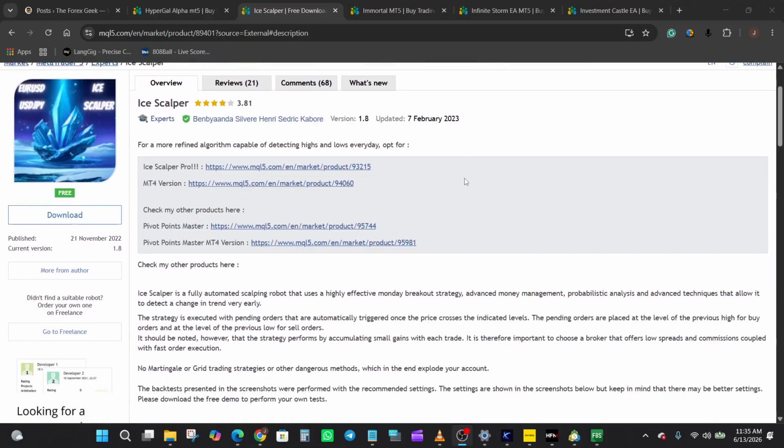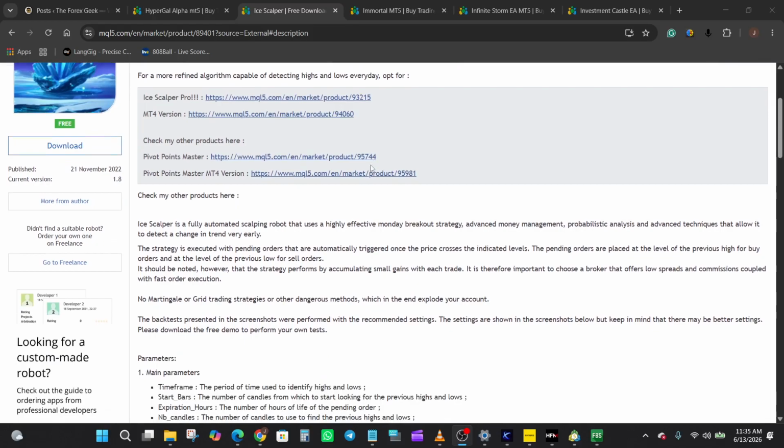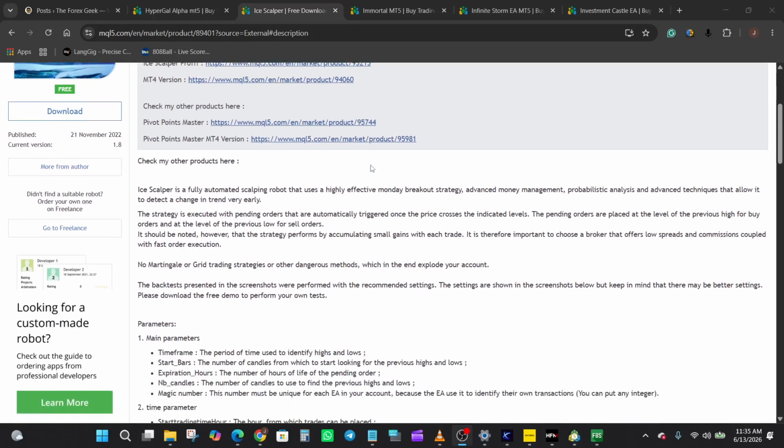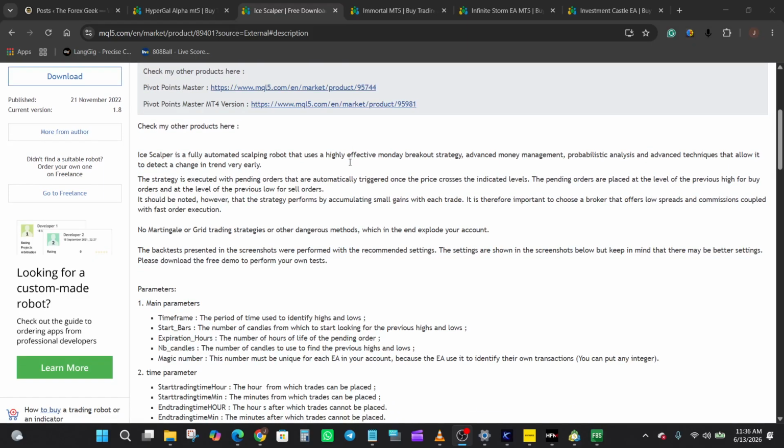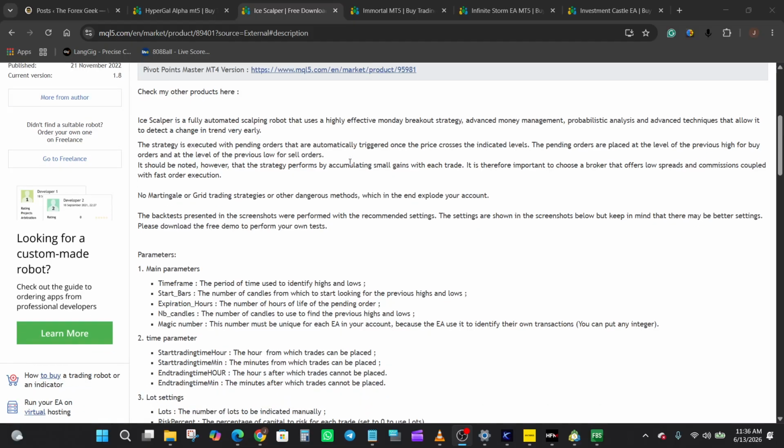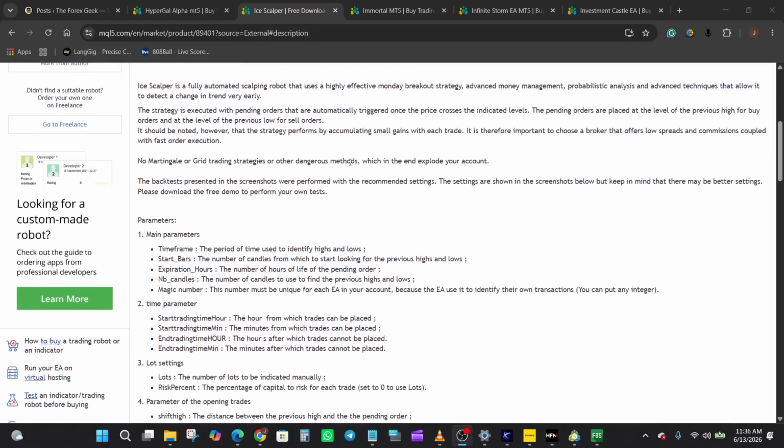Now, as I scroll through the product description, the developer explains that Ice Scalper is built around a Monday breakout strategy. According to the information provided, the EA uses pending orders that are automatically triggered when price crosses predefined levels. Buy orders are placed around previous highs, while sell orders are placed around previous lows. All right, so the developer also mentions that the system combines this breakout approach with money management and probabilistic analysis techniques.